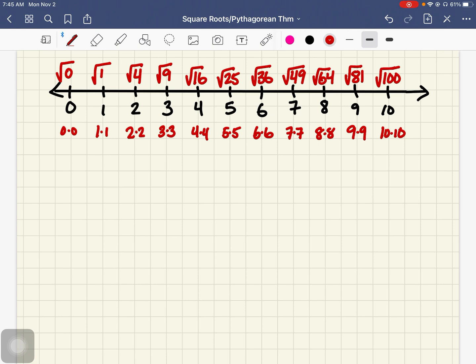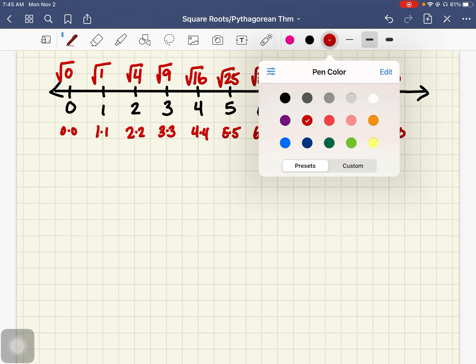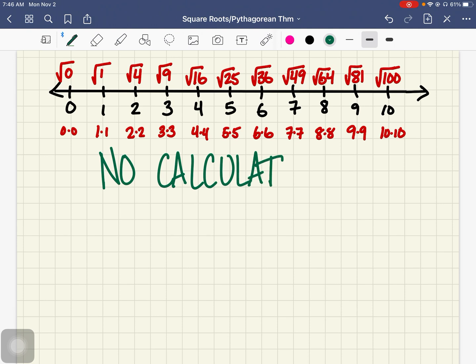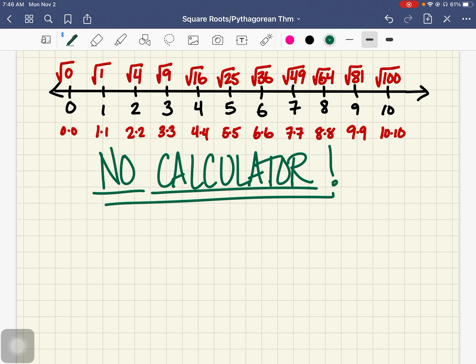So what I want you guys to do today is practice writing out the answers to square roots of perfect squares. And this is really important: no calculator. No calculator today. You can use the number line up here to help you, and I'll show you guys how to do that, but no calculator. And you're going to have to write your answers out to get credit the way I'm about to show you.